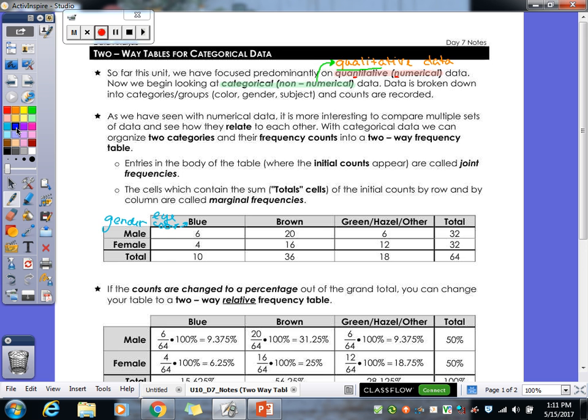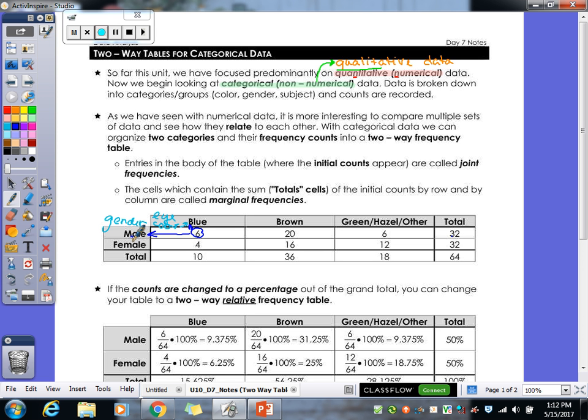As we have seen with numerical data, it is more interesting to compare them and see how they relate to one another. With categorical data, we can do that with two categories, and then you put your frequency counts in there. That's what the tables are. This is saying that 6 males have blue eyes. And this is saying 20 males have brown eyes. But if we look over here at the total, that's telling us 32 males total answered whatever survey it was that they were dealing with.